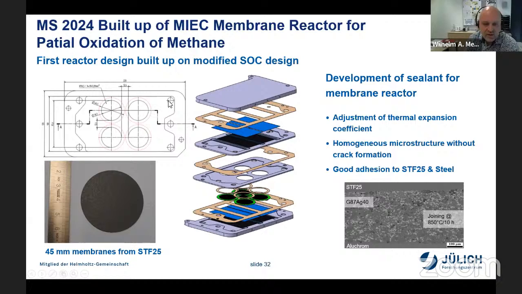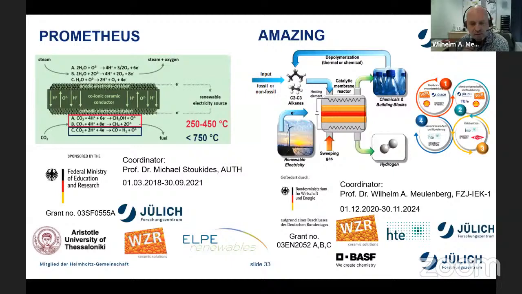Yeah, last but not least, one project we have running on the right side. We have the so-called AMAZING project running. We collaborate here with a few companies. HTE is a daughter company of BASF, and WZR is an additive manufacturer. So the idea is to show also that we can manufacture these membranes with additive manufacturing, and we want to make a material which is able to be used in ethylene synthesis. That means from ethane, we want to remove hydrogen, and then we create on one side ethylene and on the other side, we create hydrogen. And that will be a reactor, which we also build hopefully very soon in this project at BASF, and then we want to test our membranes here. And my time is up.